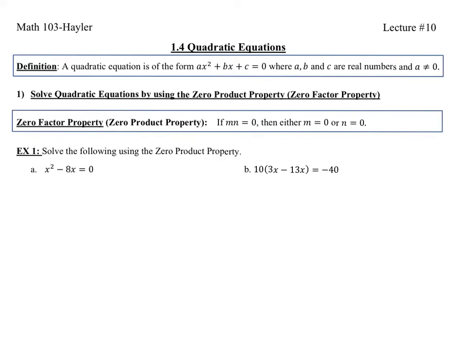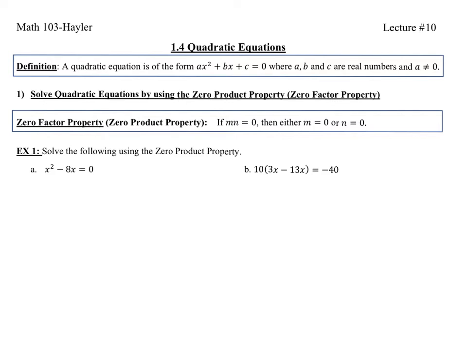Welcome to Lecture 10, 1.4, Quadratic Equations. Alright, so we're moving up. Instead of linear equations, we are in quadratic equations. So a quadratic equation is in the form of ax squared plus bx plus c equals 0, where a, b, and c are real numbers, and a does not equal 0.